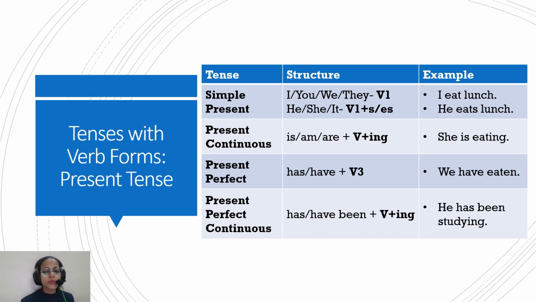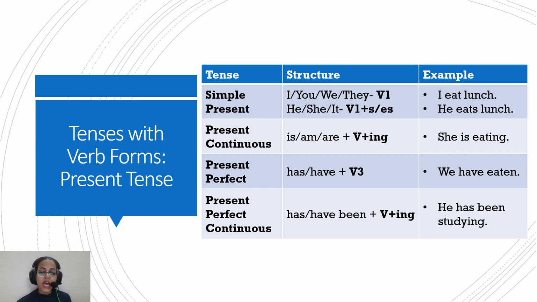So simple present tense, if it is I, you, we, they, we use the first form of verb. If it is he, she, it, we use first form of verb along with s or es. So I eat lunch, but he eats lunch. So in the simple present, it's the first form of verb. But you just have to see whether it is without s or with s. Eat or eats. That's the difference. Otherwise, the form of verb is first. In the present continuous, as is clear, ing form of verb along with is, am, or are based on the context. For example, she is eating. So here we are using is and ing form of verb, eating.